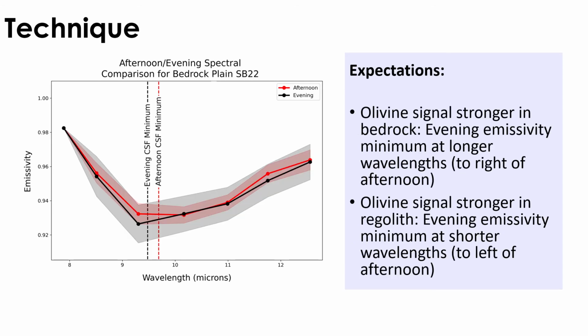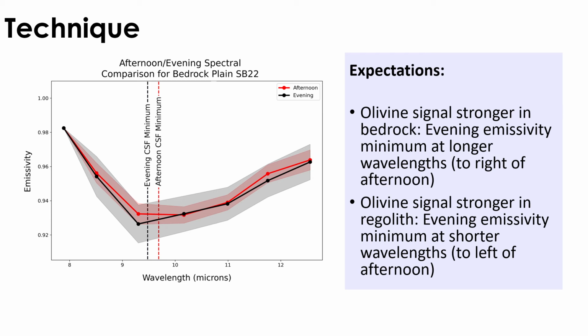Here's what we would expect to see in terms of locating the source of the olivine signal in bedrock plains. If the olivine signal is originating from bedrock, we would expect to see the evening emissivity minimum shift to longer wavelengths relative to the afternoon minimum, or to its right. If the olivine signal is originating from regolith, we should see the evening emissivity minimum shift to shorter wavelengths relative to the afternoon minimum, or to its left.